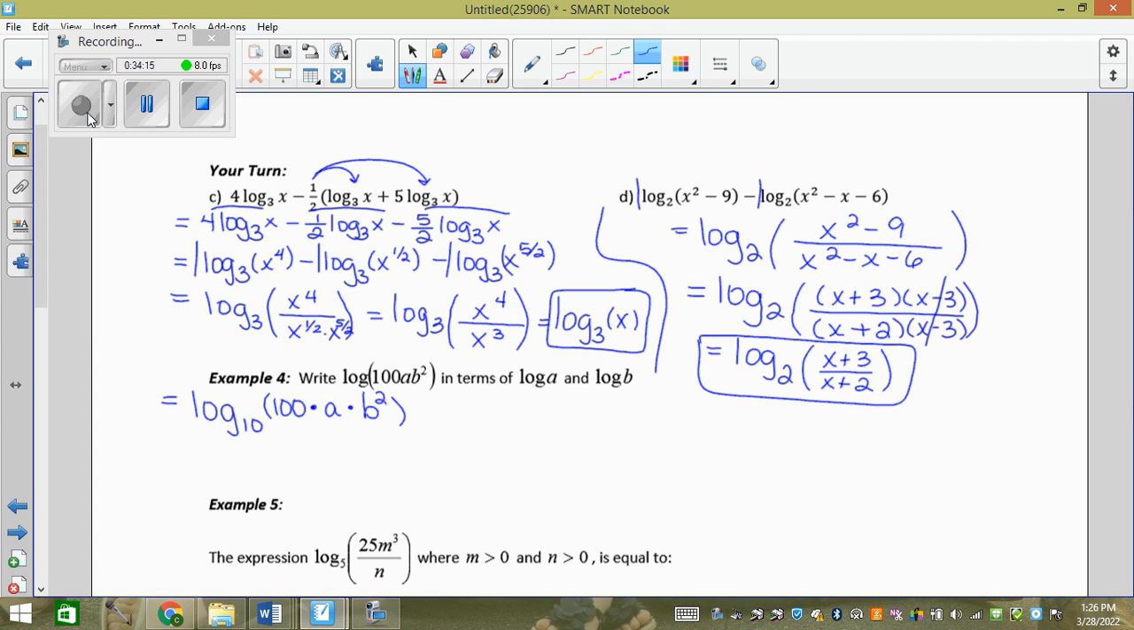Do you see that? 100 times a times b squared. Now I know that when I have anything in the numerator or the denominator, I can separate them out by plus or minus signs. We agree? A whole bunch of logs. I can make one single log be a whole bunch of logs. I just made a whole bunch of logs be one single log, didn't I? So I can do the reverse.